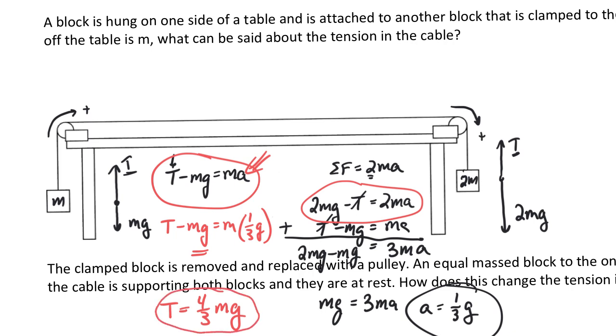The tension's greater than the weight now. Not by much, just a little bit. But we proved it. The original tension was mg. We proved it using a derivation.